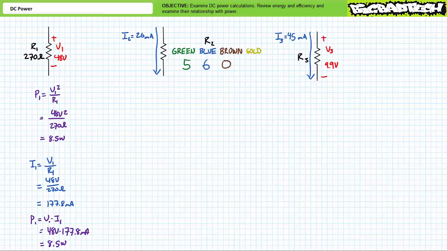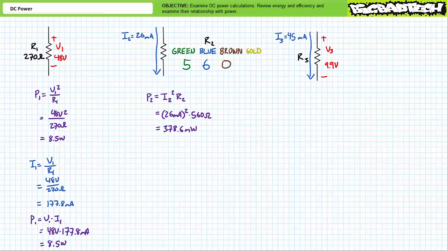Our next problem features a resistor with a color code of green, blue, brown, experiencing 26 milliamperes of current through it. We're being asked to solve for power. A color code of green, blue, brown means 5, 6 with 1 zero after it, or 560 ohms. Power is equal to current squared times resistance. 26 milliamperes squared times 560 ohms yields 378.6 milliwatts of power.